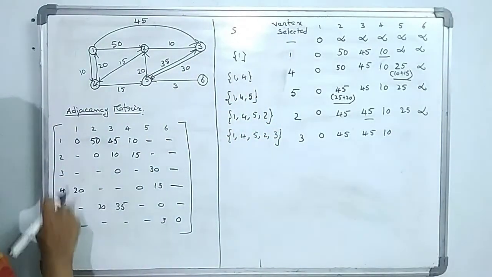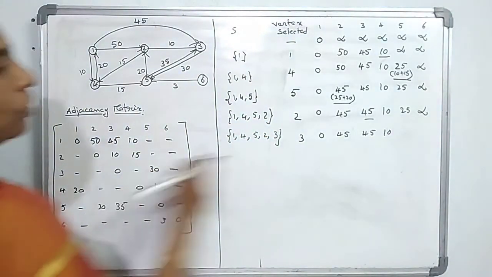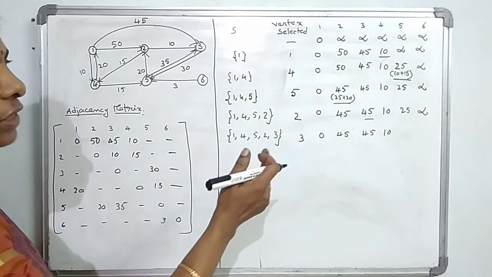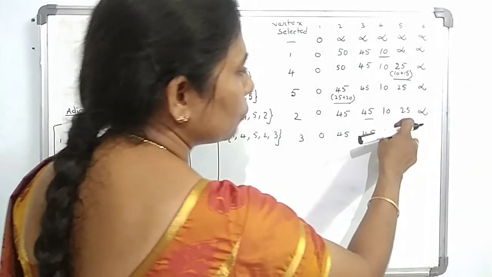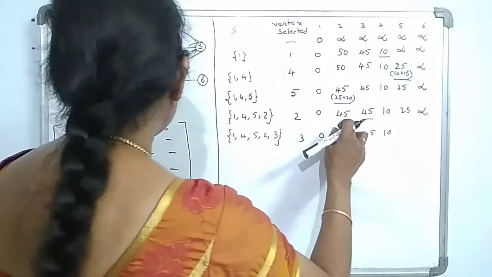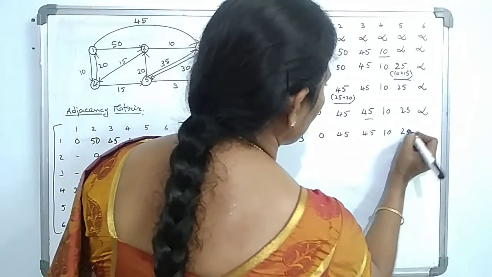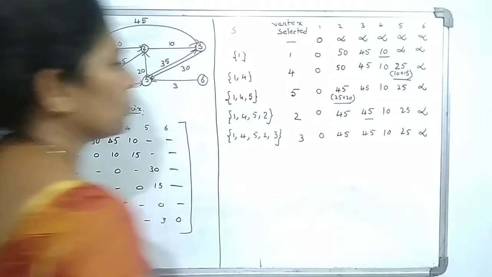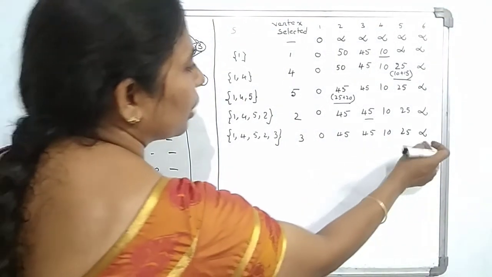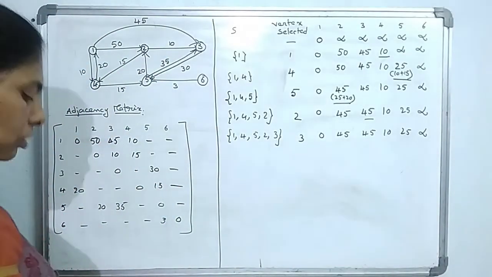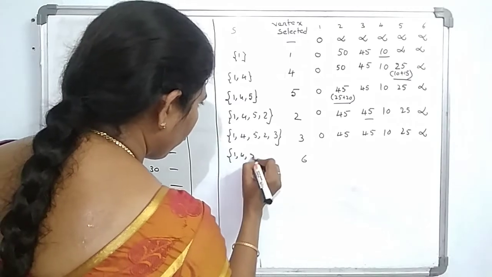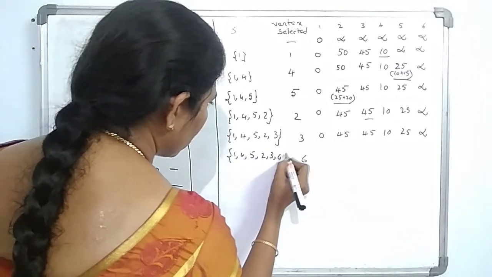In that you are having the 30. But in that you are having the value 45. 30 plus 45 is 75. But in that previous value is 25. So 25 is less than this 75. So in that case you can choose the 25. And the 6th one is infinity. In that all are selected and remaining vertex is 6 only. So in that case you can select the 6. 1, 4, 5, 2, 3, 6.